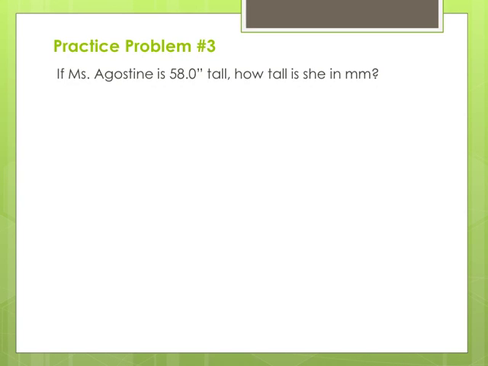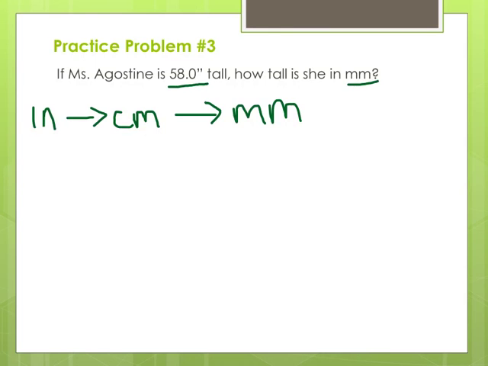Okay, this next problem is a classic dimensional analysis problem. We are given a measurement in inches, and we are asked to go to millimeters. So using our ACE, Analyze, Calculate, Evaluate method, I have to come up with a plan. So I'm going to plan, and I'm going to go from inches to centimeters, because I know that there are 2.54 centimeters in an inch. And then once I go from centimeters, I can go to millimeters. There are 10 millimeters in every centimeter.